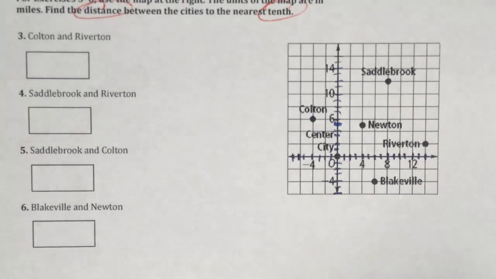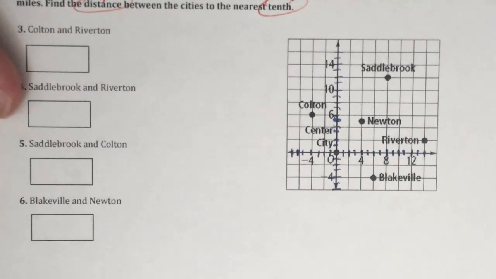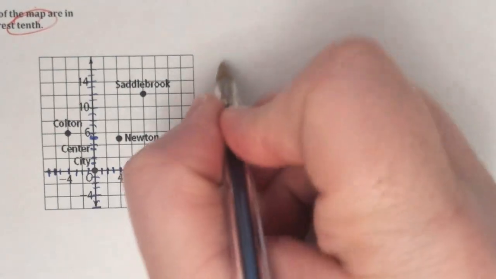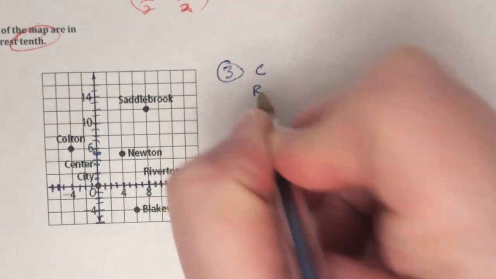All right, so here we go. So we need to know where all these places are. All right, so here where they're asking for, I'm just going to do the work all over here. All right, so number 3. All right, so on number 3, they're asking for Colton and Riverton.